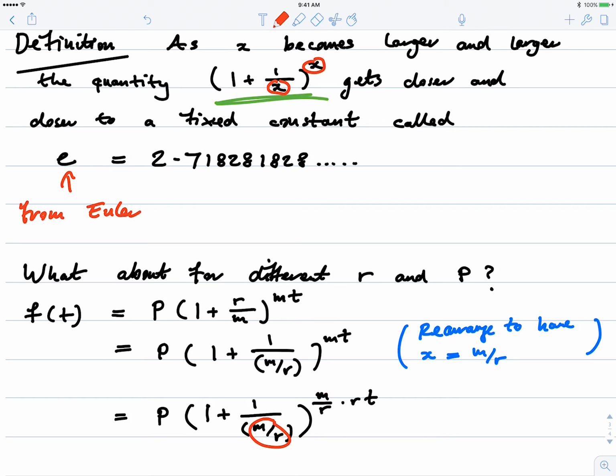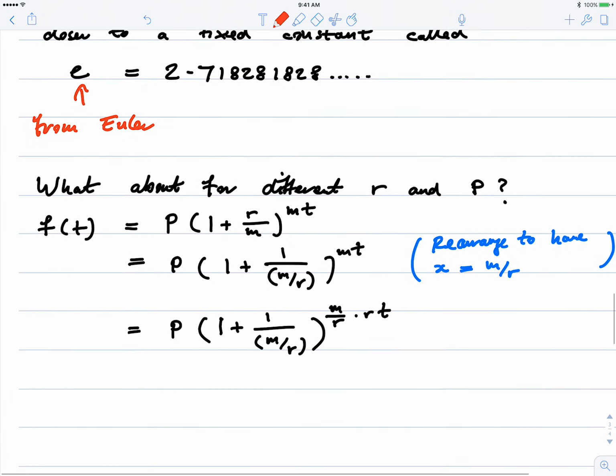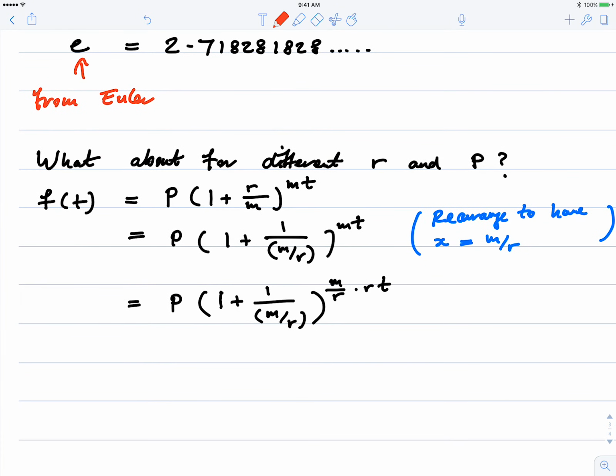So let's go through this carefully. Laws of exponents, I can simplify this again. So what is this equal to? Now P, I've got a product in the exponent, so I can break that into the following: 1 plus 1 over m divided by r, to the power m over r, all of that to the rt.